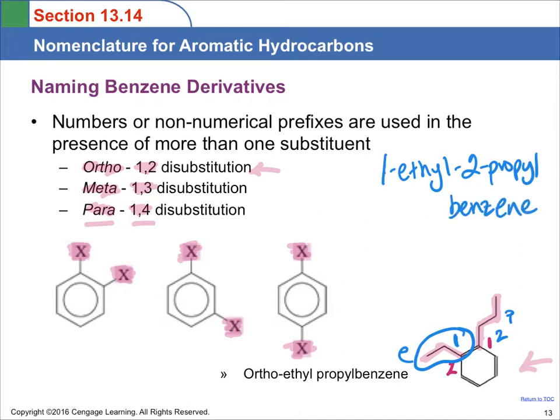If we wanted to name this using the ortho, meta, para, 1, 2 is ortho, so we would say ortho. Then we list the groups alphabetically: ethyl, propyl, benzene. And again, either of these names are correct.